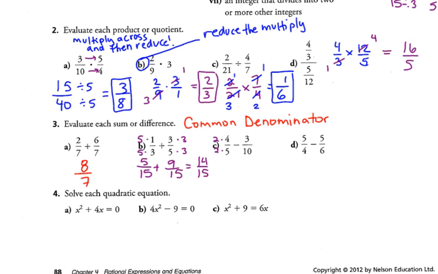Okay, so this becomes 2 times 4, which is 8 over 10 minus 3 over 10, which gives you 5 over 10, which equals 1/2. We reduce it.